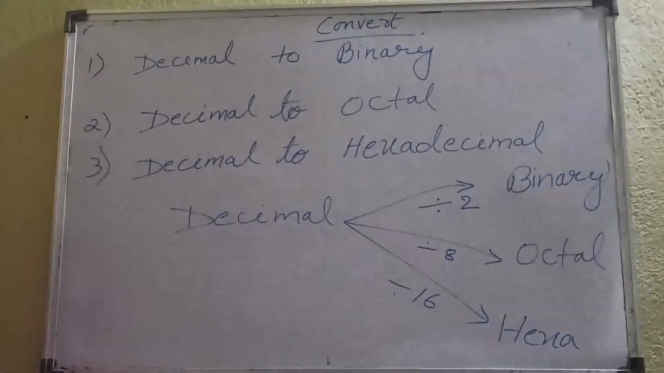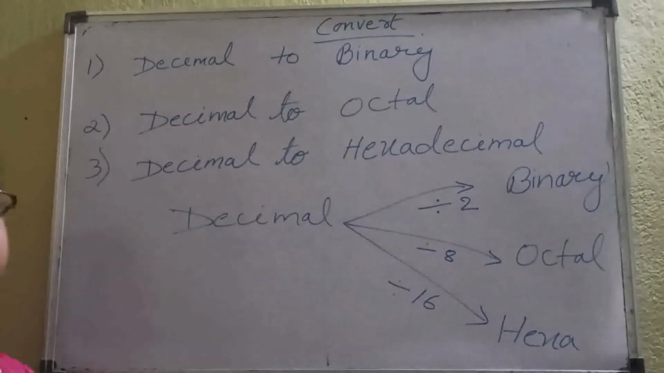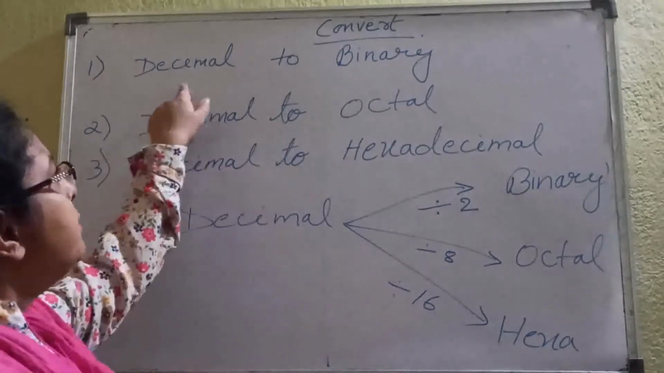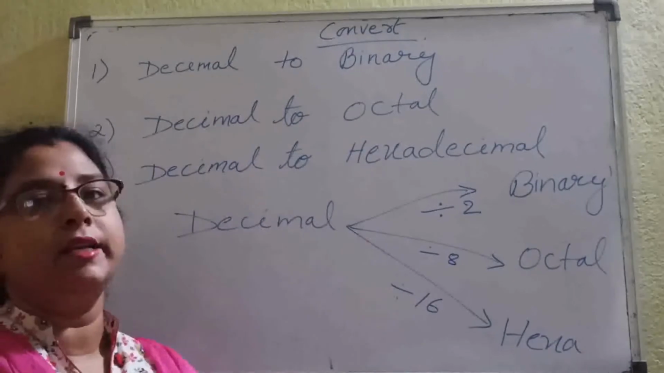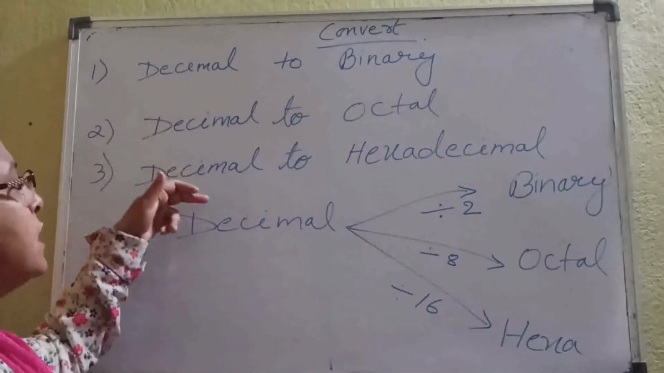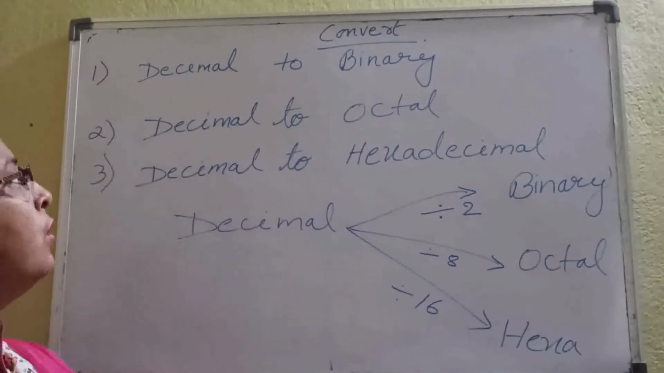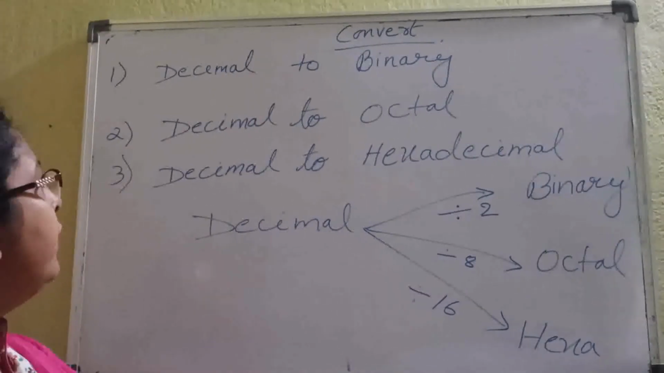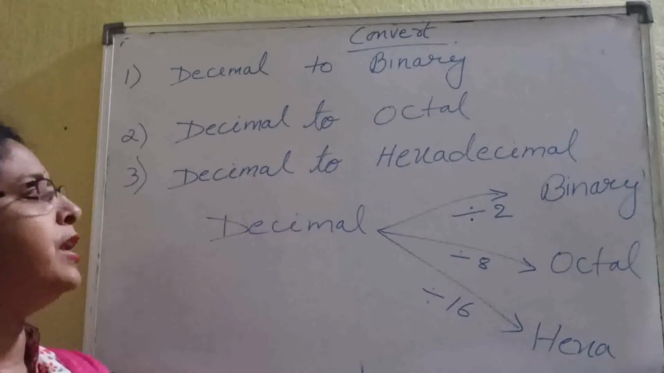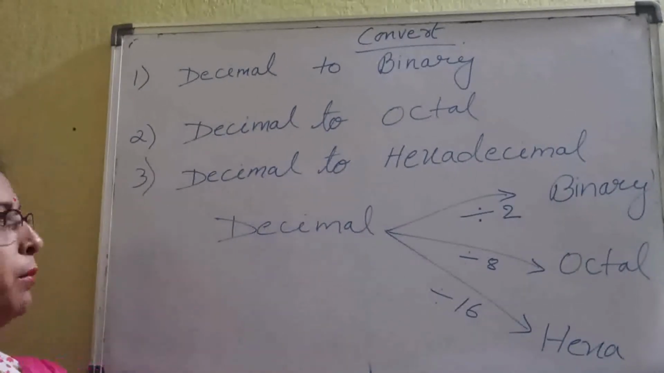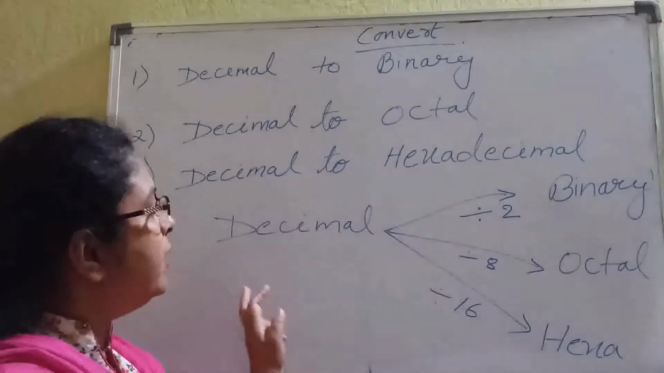Here we have to study 3 types of conversion, that is decimal to binary, decimal to octal, decimal to hexadecimal. These 3 processes we will learn in this video. How to convert decimal to binary, how to convert decimal number to octal number, how to convert decimal number to hexadecimal number. Here you can see I have made this diagram.